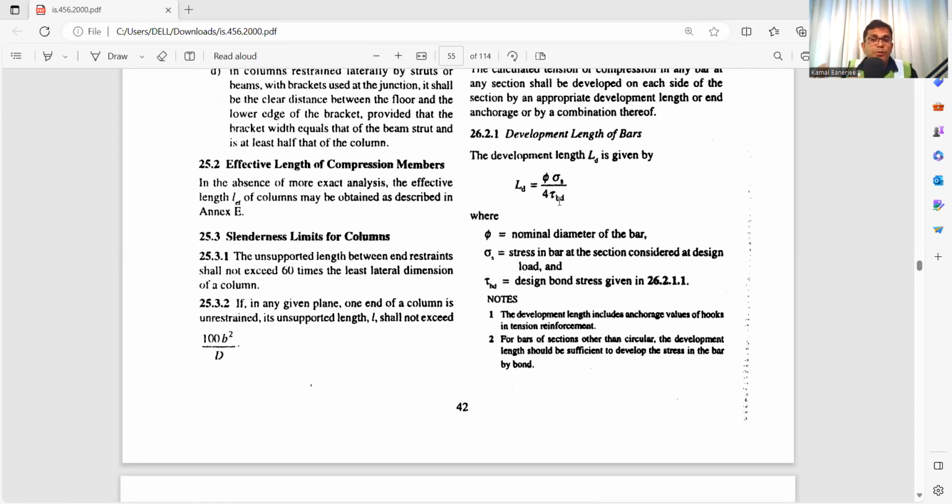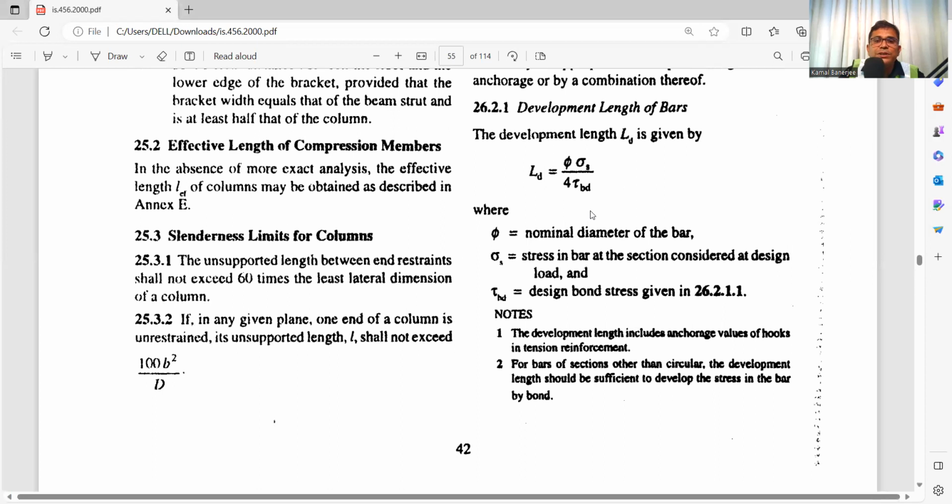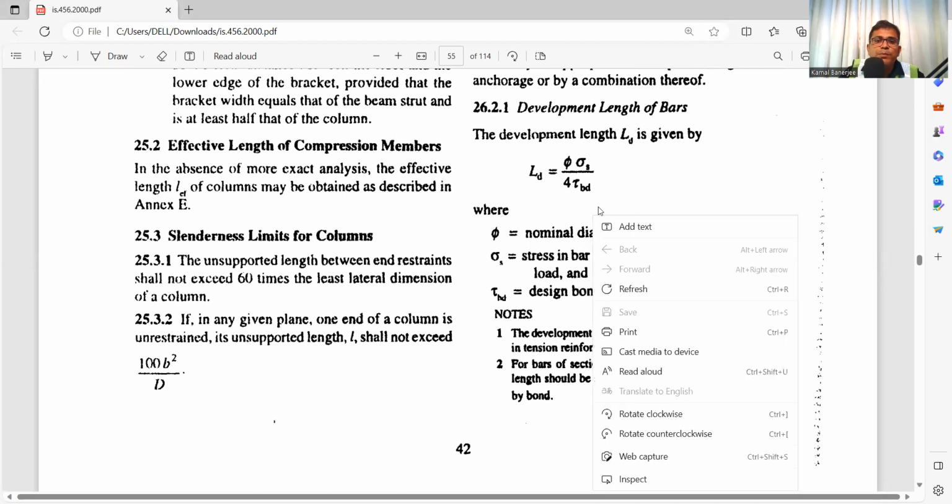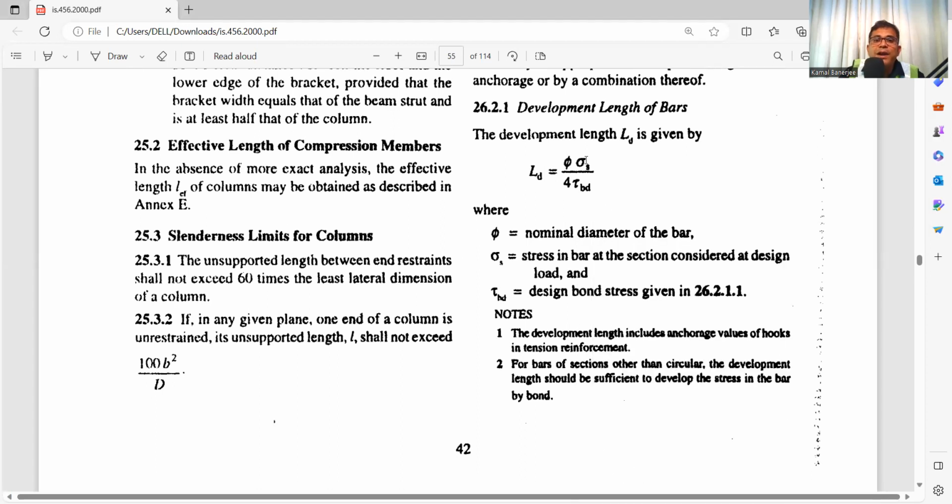This formula is only for how to calculate the development length. For lap length, I will make another video on how to place the lap length and what the lap zone is, in detail. But now focus only on development length, which is not the same as the lap length. So here the formula is given: Ld, which is the development length, equals phi sigma s by 4 tau bd.